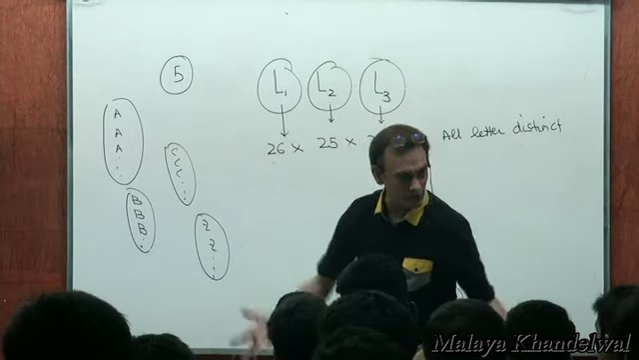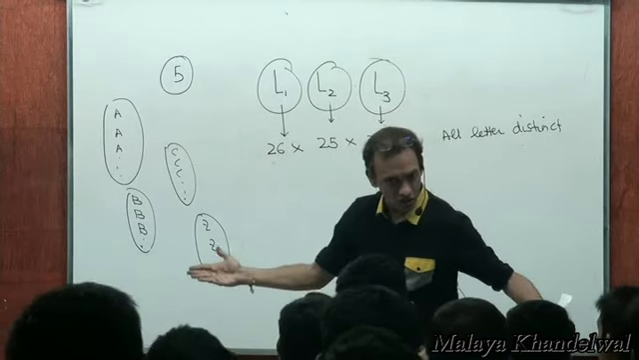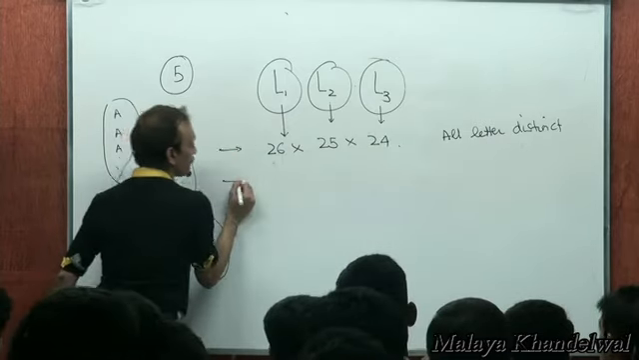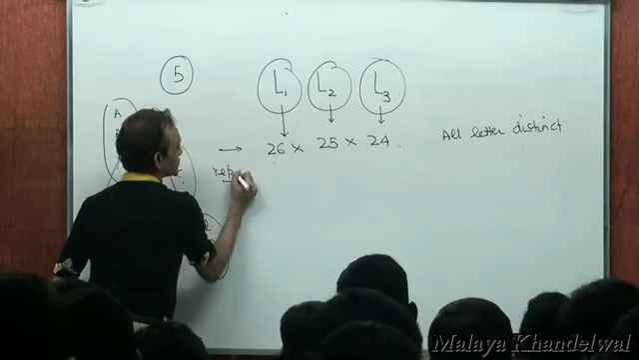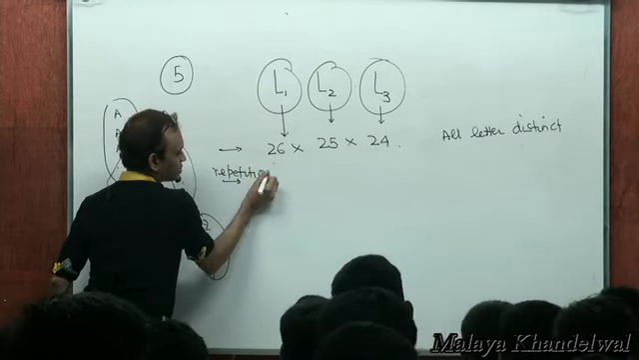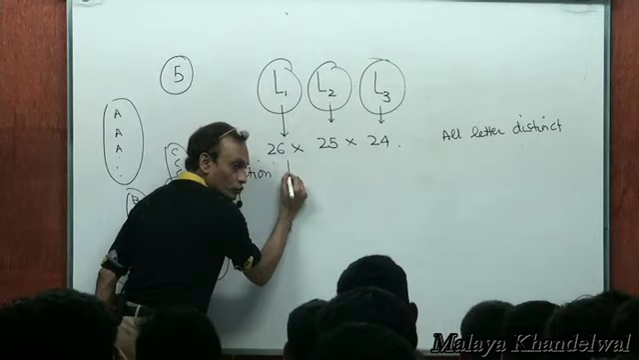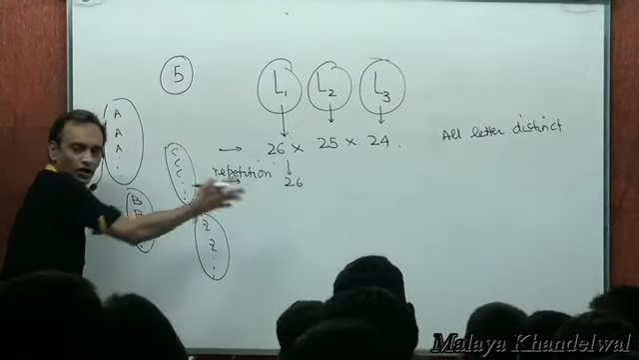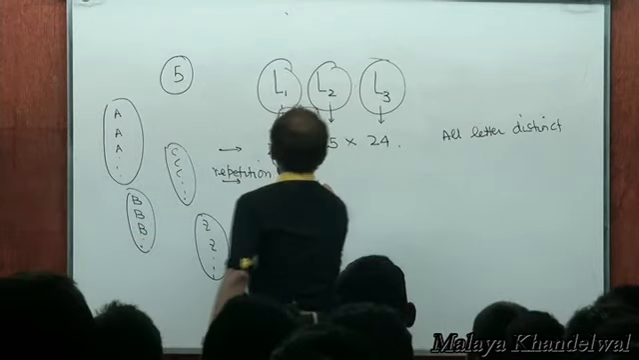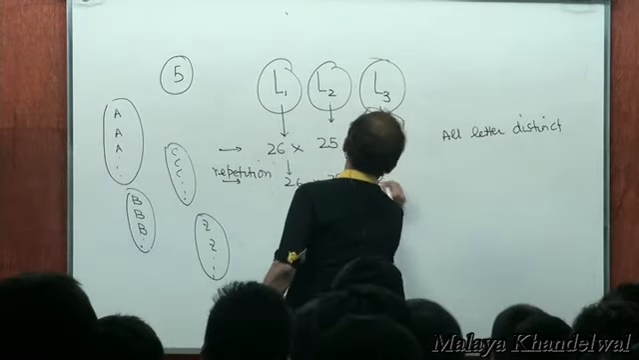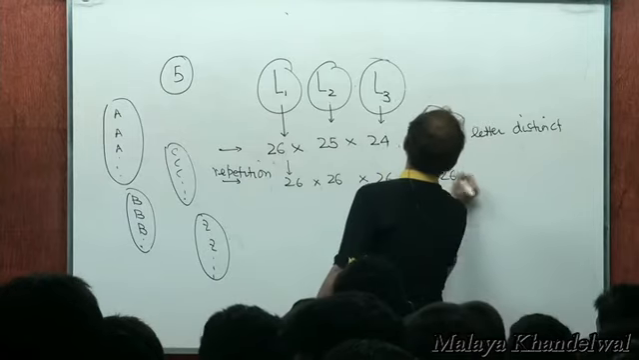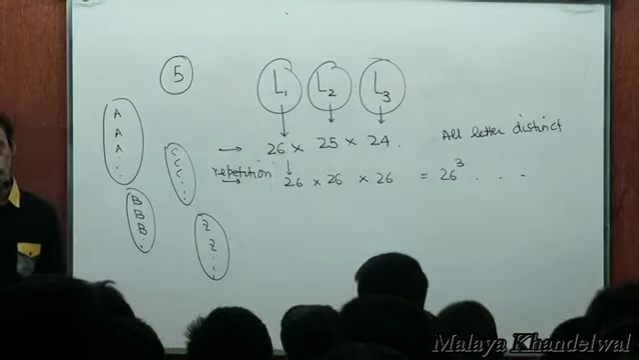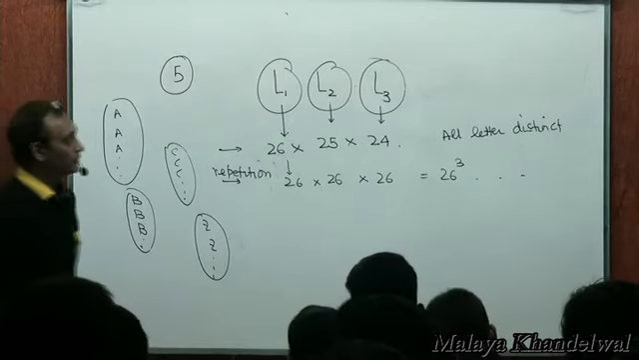If I am allowing repetition of letters in these three spaces designated L1, L2, L3, then, so this is without repetition. If I allow repetition, then L1 could be filled up in 26 ways. I could use any one of these. L2 could be used in 26 ways, L3 in 26 ways. So that makes it 26 cubed ways if repetition is allowed.